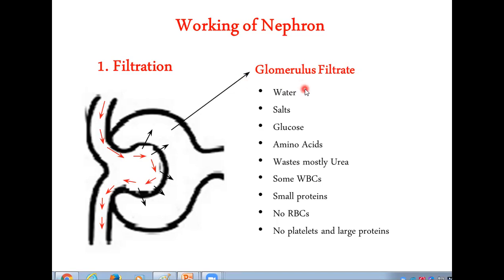Glomerulus filtrate will contain water, salts, some glucose, few amino acids, waste mostly in the form of urea, some white blood cells may be there, and small proteins. But this glomerulus filtrate will not contain red blood cells, platelets and larger proteins, because the pores in the wall of the glomerulus capillaries are not large enough to allow red blood cells, platelets and larger proteins to pass through.